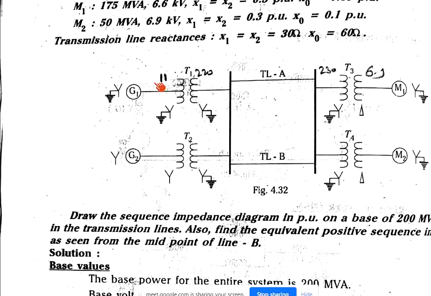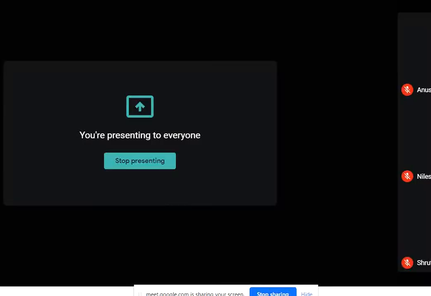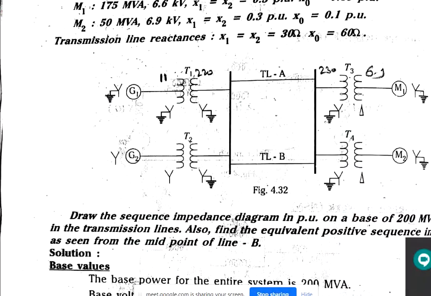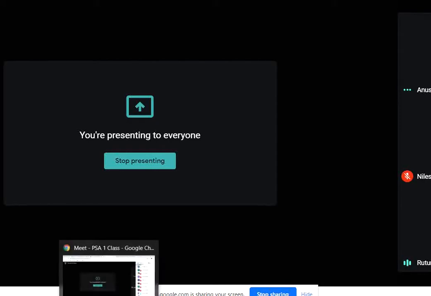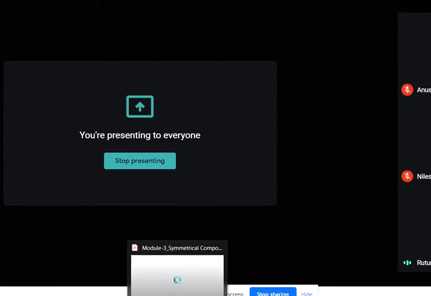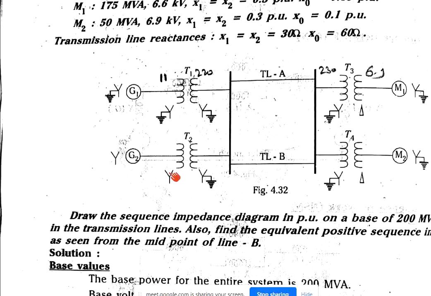Kapil? Kapil? Anusha? Ruturaj? Yes, sir. How will you find the LV side base voltage?